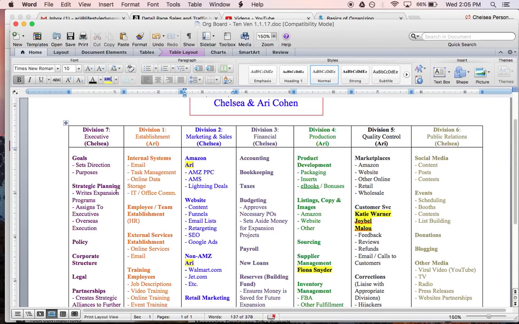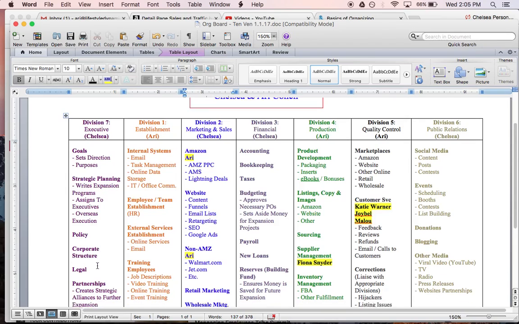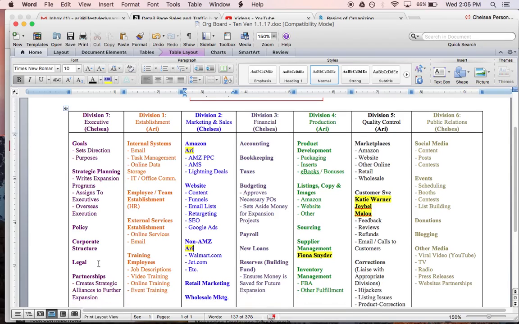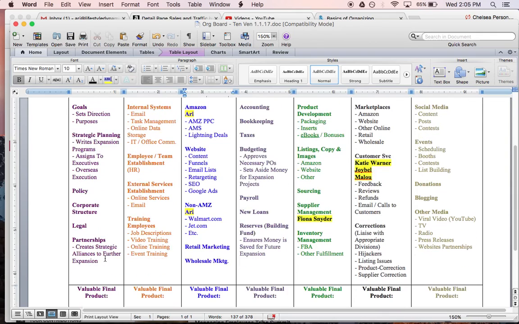They do the strategic planning. They write expansion programs. They assign executives. They do the policies. They coordinate the structure. They set up all the legal, the partnerships. All of the actual putting the organization or the business there in the first place is done by the executive before the company even exists. So that's why this is set at the very beginning.